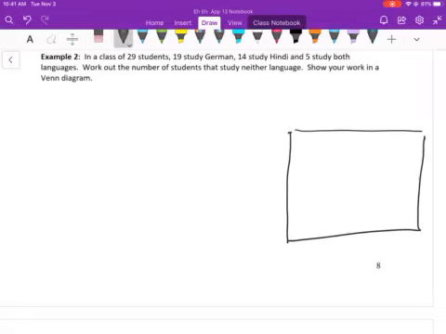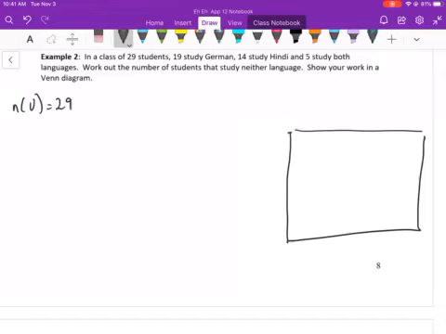I'm going to be working off example 2. In the class of 29 students, so the number of students in my universal set looks like it's going to be 29. 19 students study German. 14 students study Hindi. 5 students study both languages. Work out the number of students that study neither language. Show your work in a Venn diagram.